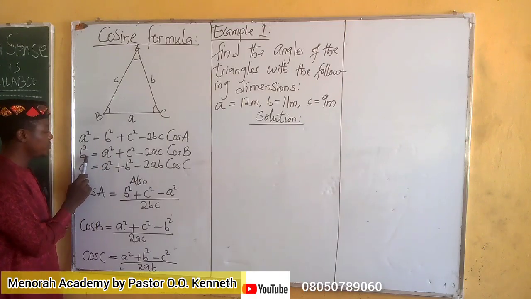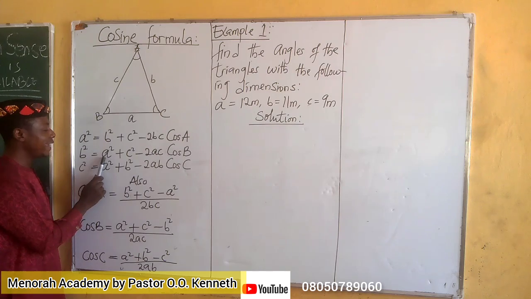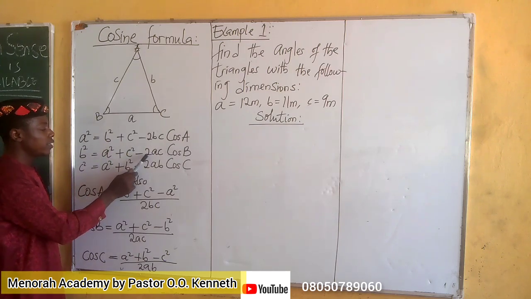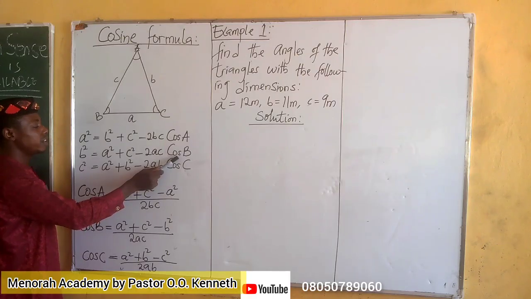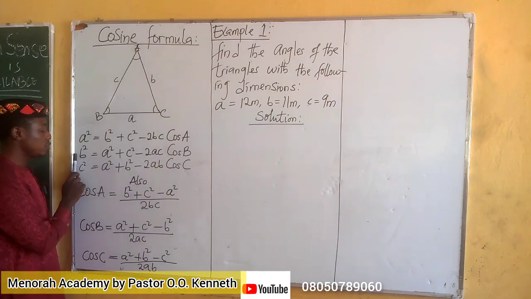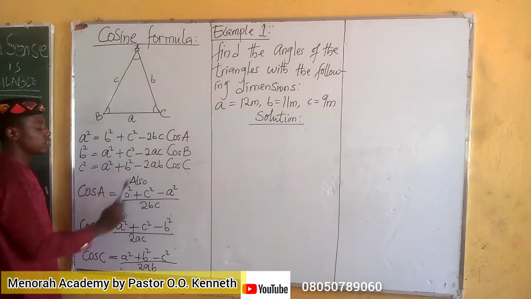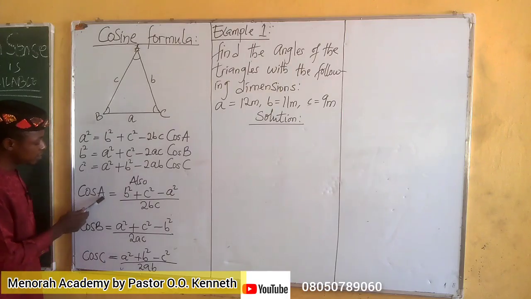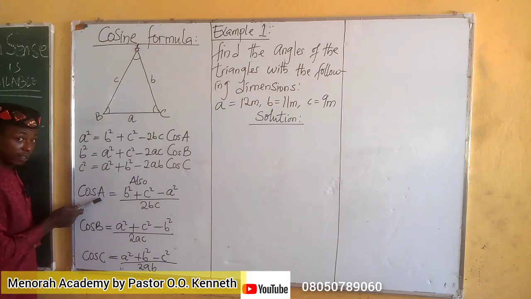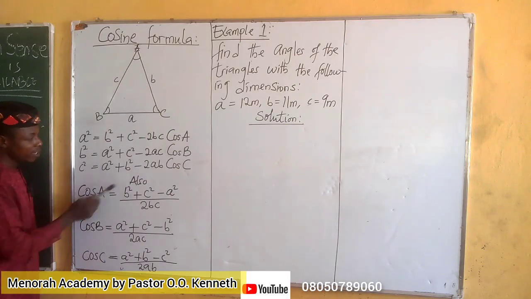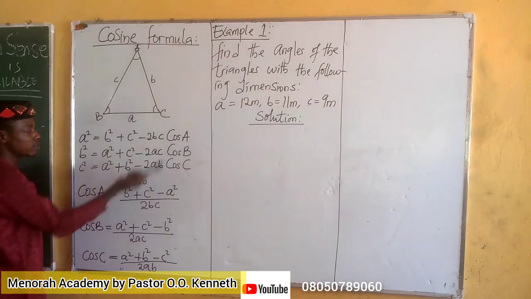It's just a repetition for b squared. If you have b, then the remaining will be a and c. Square them, then minus 2ac, then multiply by cos of the angle of the side you are looking for. The same thing applies to c. And if you want to find the angle directly, you can use this: cos A, just like making cos A the subject of the formula.